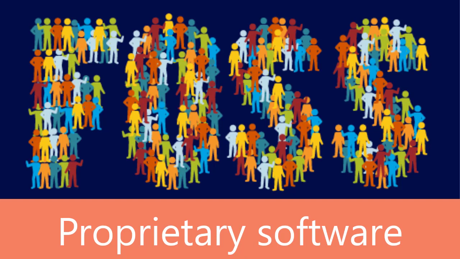Here, computer software is licensed under the exclusive legal right of the copyright holder. This refers to any computer software that has restrictions on any combination of the usage, modification, copying, or distributing modified versions of the software. Proprietary software is usually called closed-source software.